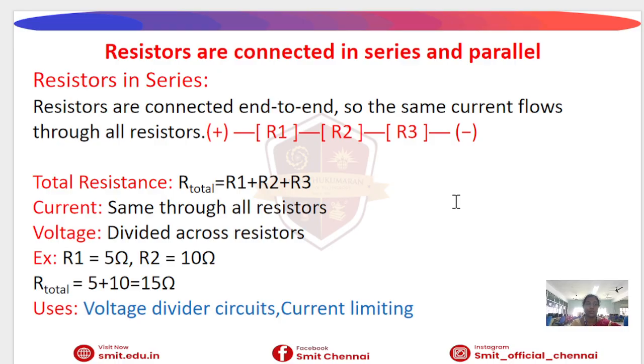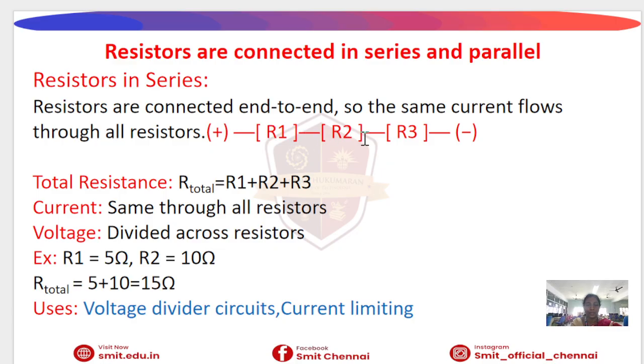Then the resistors in series. What are resistors connected in series and parallel? In a series connection, resistors are connected end to end. The important point is the same current flows, but the voltage divides across the resistors in a series circuit. So the total resistance increases. What is the formula? R equivalent or R total is equal to, here the resistances are connected in series one by one, so we have to add the three resistors, that is R1, R2 and R3.